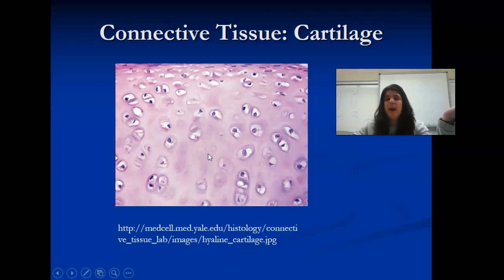And the reason why is, if you think about it, cartilage's job is to help absorb shock. So it squeezes and it pushes, and all of this extracellular material gives it that property. This is hyaline cartilage.